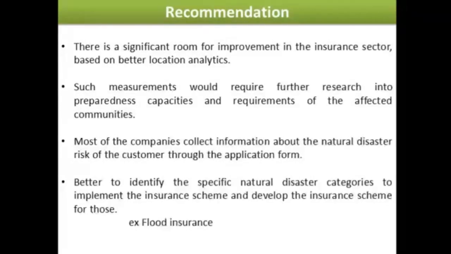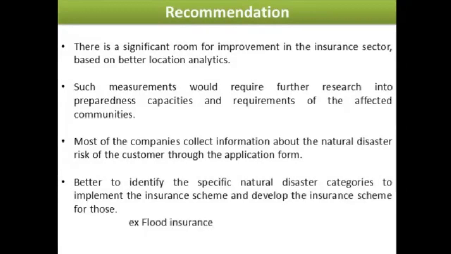Now I am going to recommend that there is significant room for improvement in the insurance sector based on better location analytics. Such measures would require further research into preparedness capacities and the requirements of the affected communities.